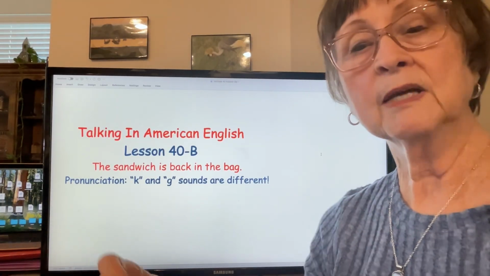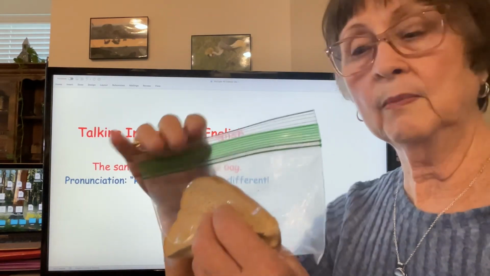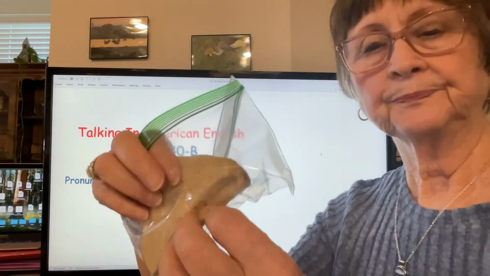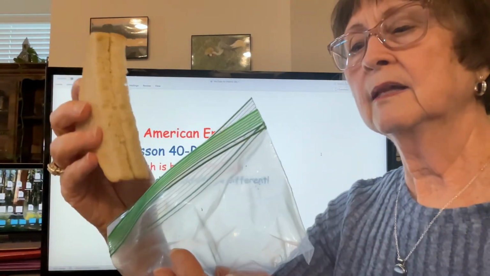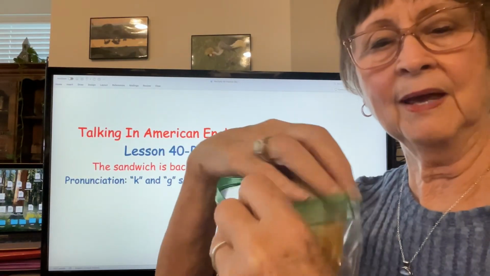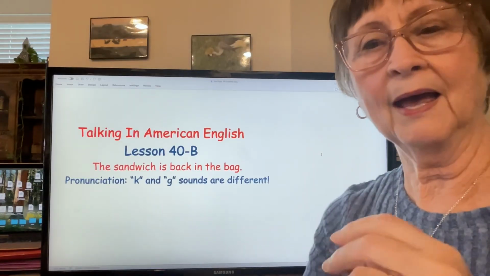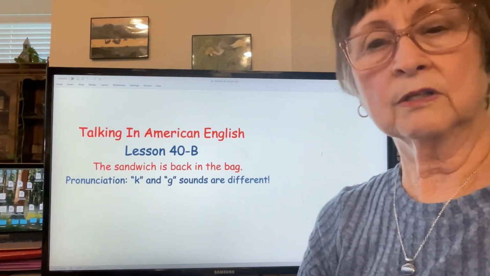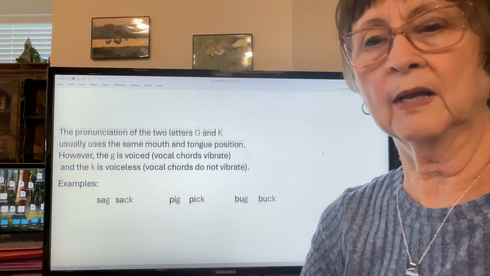talk about that. My sample sentence: the sandwich is back in the bag. Here's the bag with the sandwich. I take the sandwich out of the bag, and then I put the sandwich back in the bag. I returned it. I put the sandwich back in the bag. So it uses those two words with the K and the G. Let's look on to some more information.